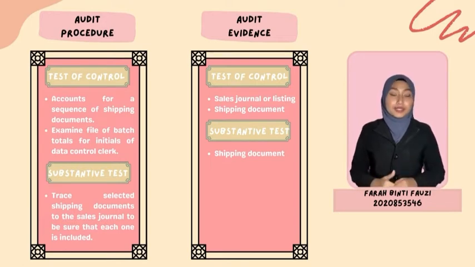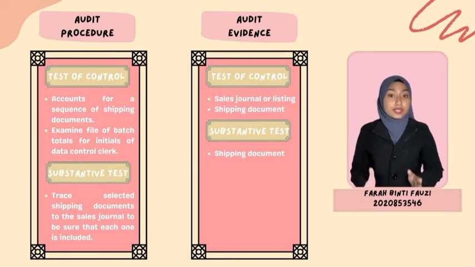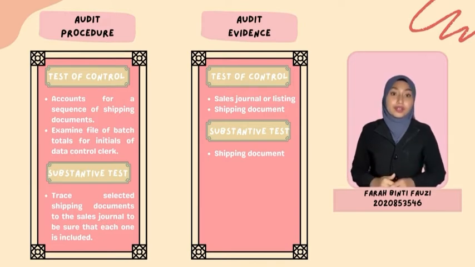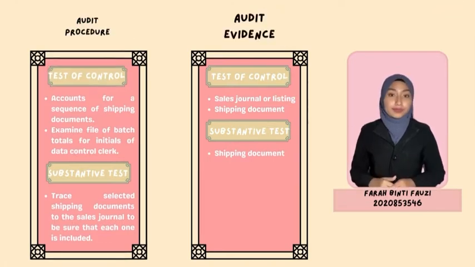The company needs to check the accounts for a sequence of shipping documents and examine the file of batch totals for initials of data control clerk. The second one is substantive test. The company needs to trace selected shipping documents to the sales journal to be sure that each one is included. Next, the audit evidence of the test of control is the sales journal or listing and shipping documents. Meanwhile, for the substantive test it is the shipping document.